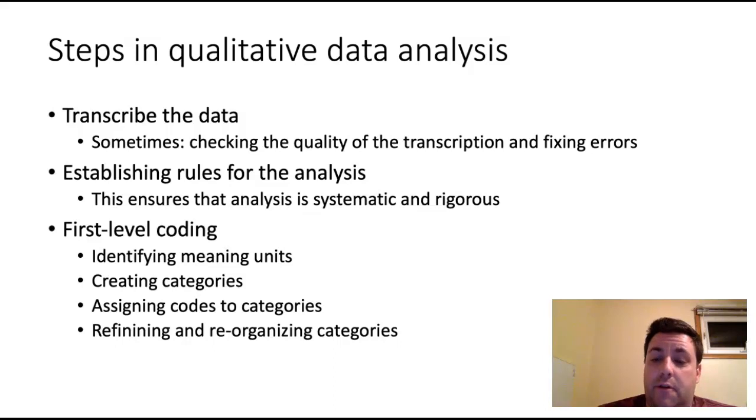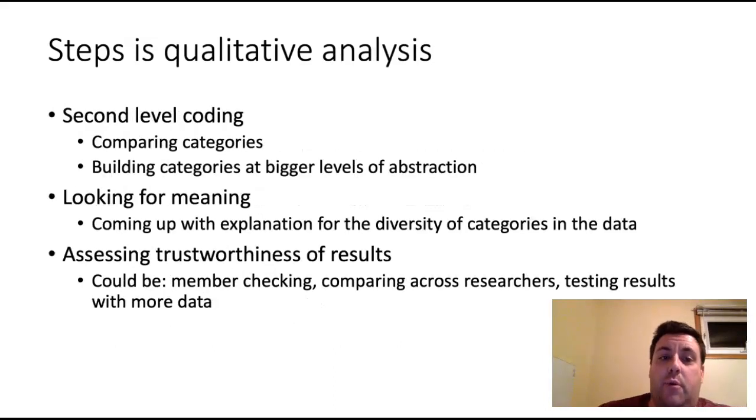The thing to do after that is to define and reorganize categories. After your categories are fairly well cemented, the next thing to do is to start combining those categories, comparing them, and building categories at higher and higher levels of abstraction. And what that sets you up to do is start to look for meaning, which is just about the second to last step in qualitative data analysis. What you're really doing when you're looking for meaning is coming up with an explanation for why the diversity of categories exists in the data. What's the story that ties everything together?